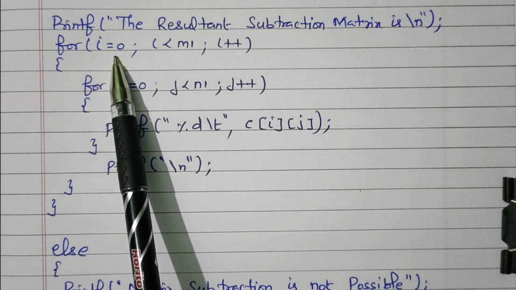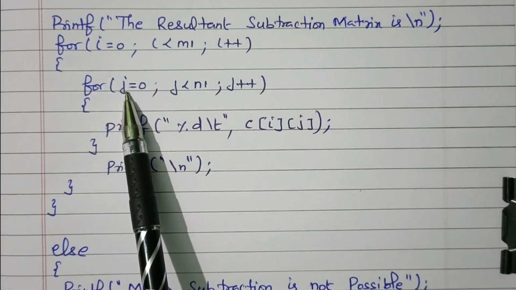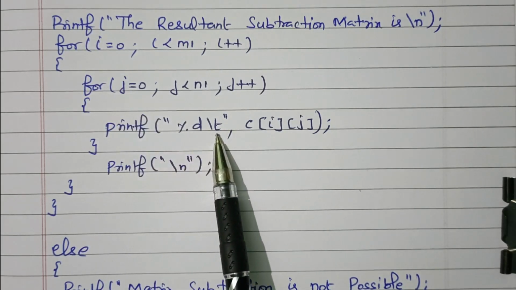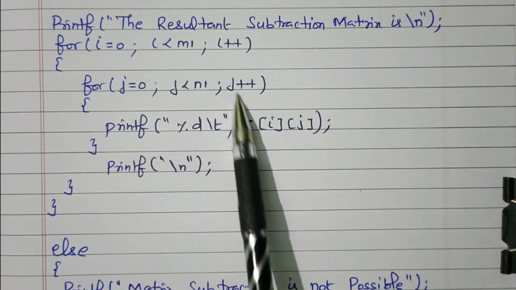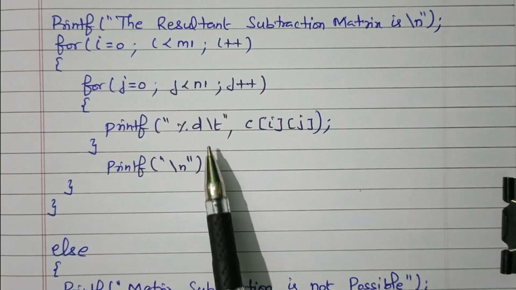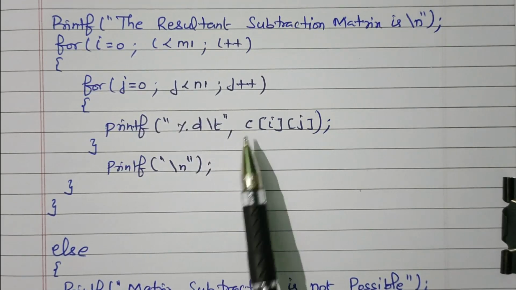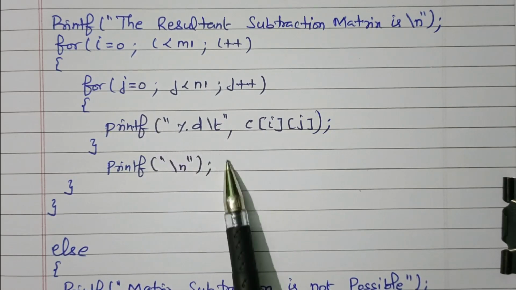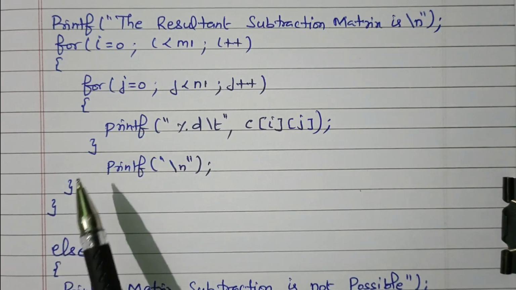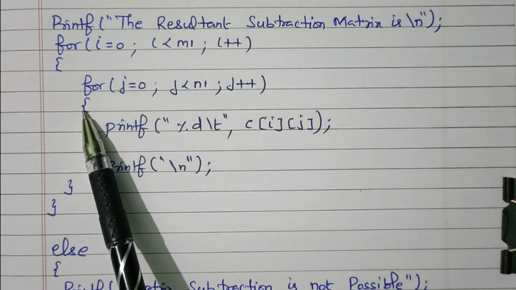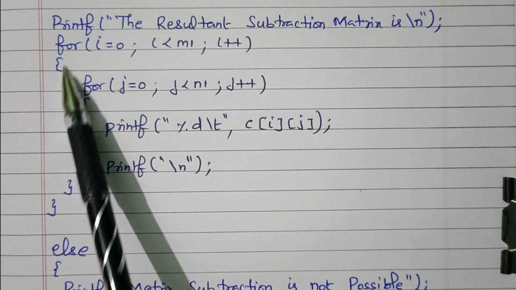Then it will go to the incremented value. So the second row elements are printed with tabs. Again it goes to the new line. So all 9 elements are printed in a matrix format. Because of this \t tab and next line, it is printed in a matrix format. Then we can close the loops, right? This for loop is closed here, and this for loop is closed here.